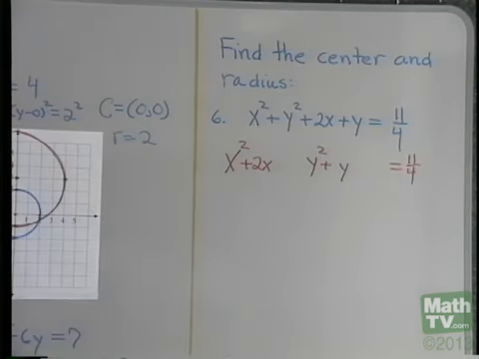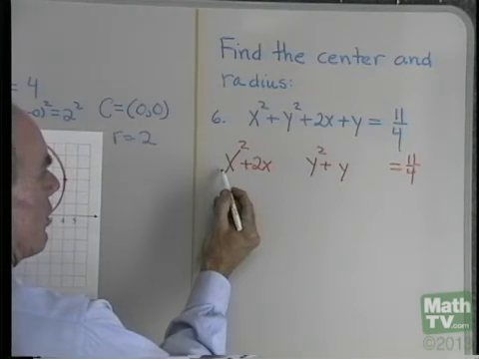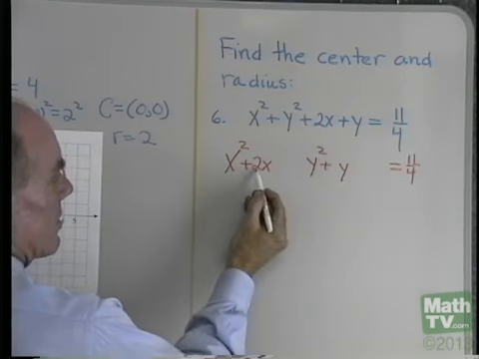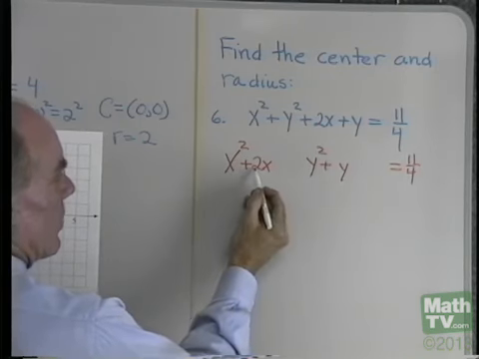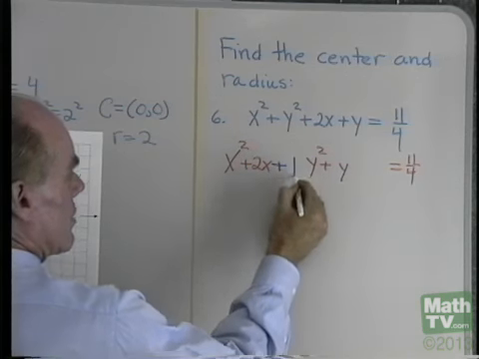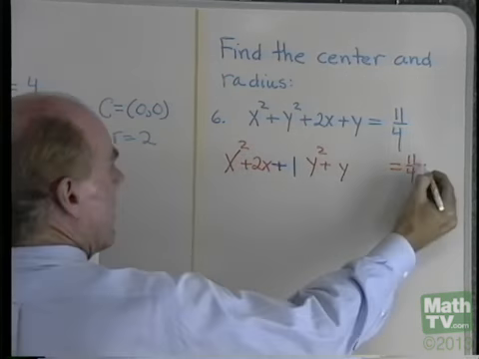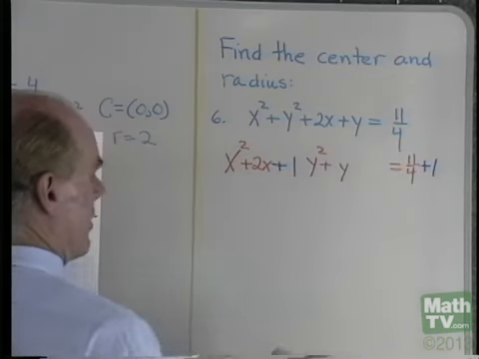Now I'm going to complete the square on both x and y. So I want to complete the square on x. I notice that the leading coefficient is 1. The coefficient of x is 2. Half of that is 1, the square of which is 1. So I'm going to add 1 right there. I'll add 1 to the other side also.